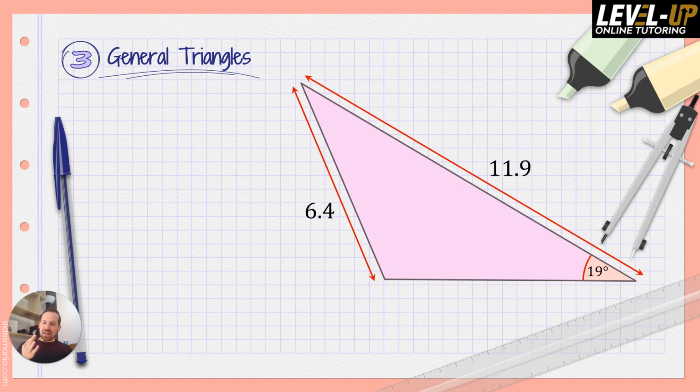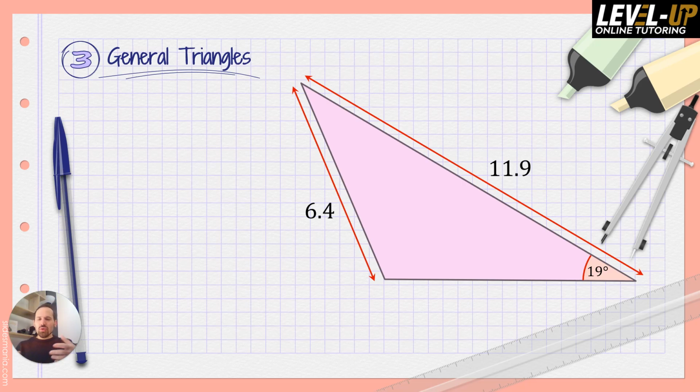Or if we had an angle and two sides, we can use the cosine rule to work out the remaining side. But if we've got more than one known angle, the cosine rule is not useful, because we can't use both pieces of information in the cosine rule, as the cosine rule only takes one angle. So things like that you need to be aware of.